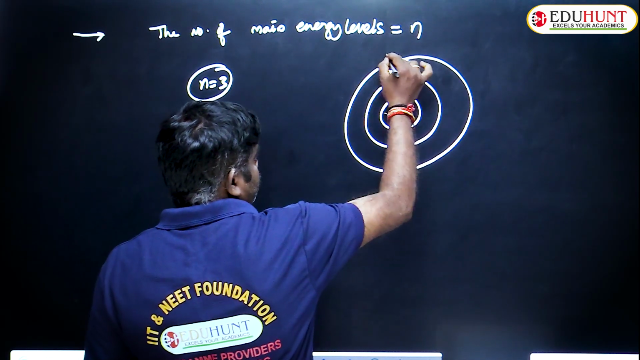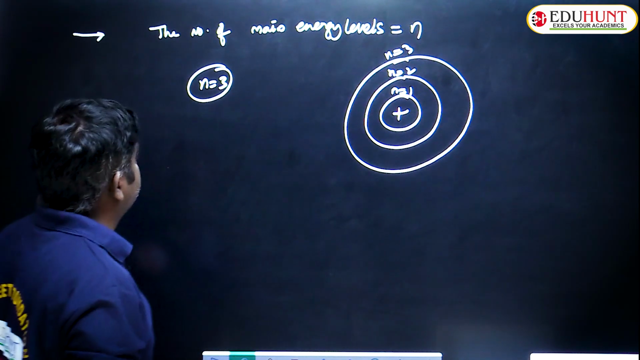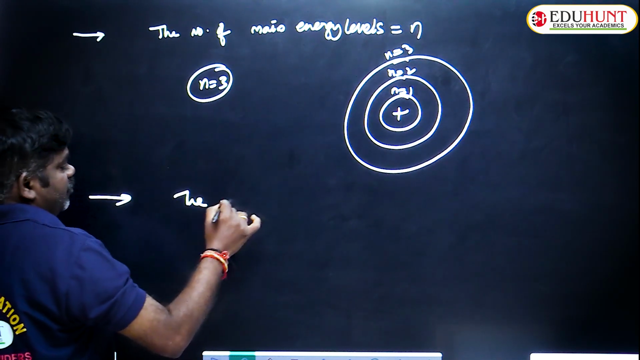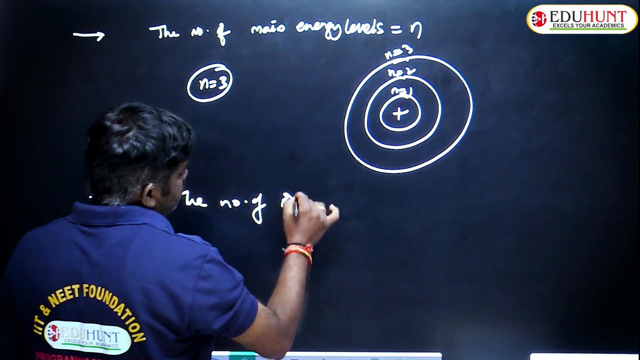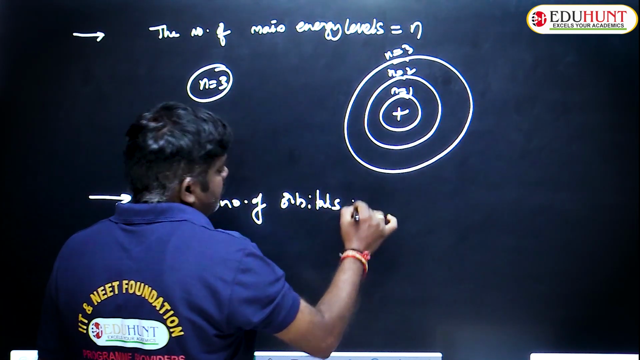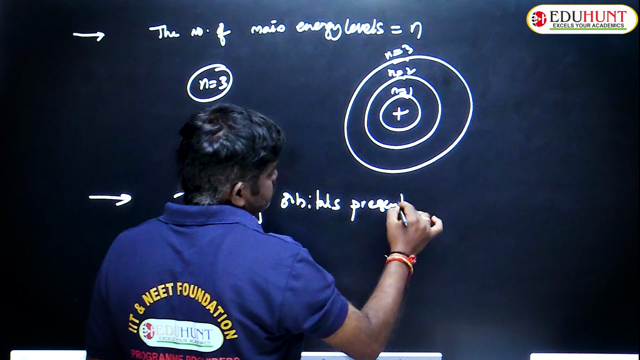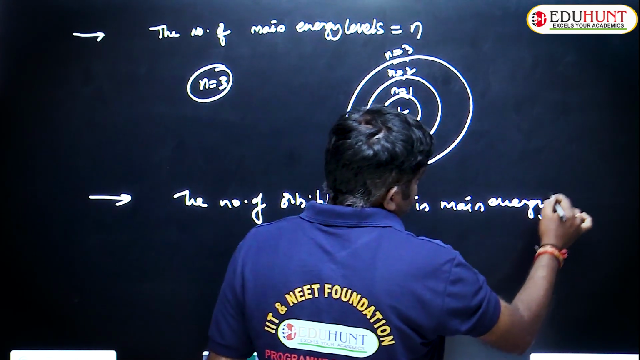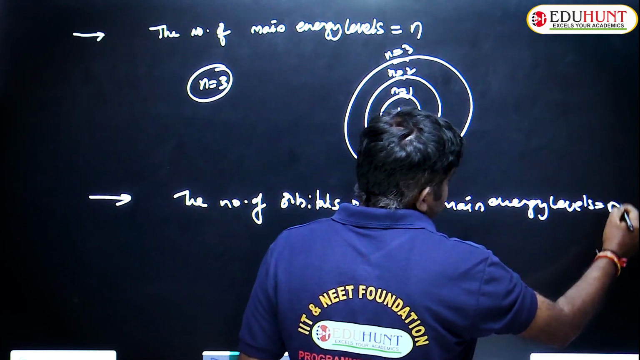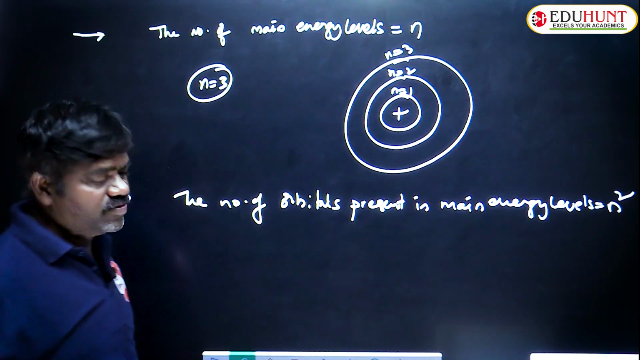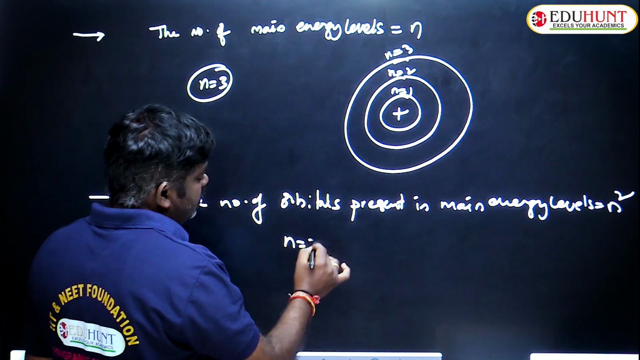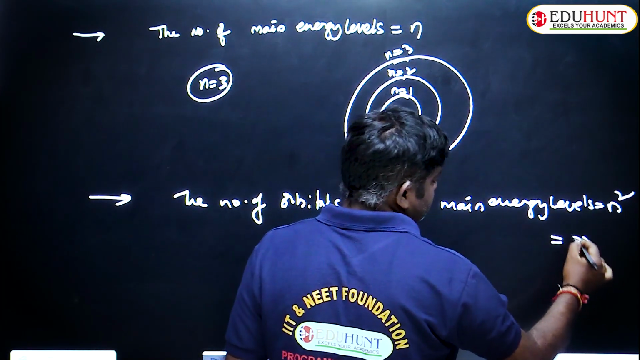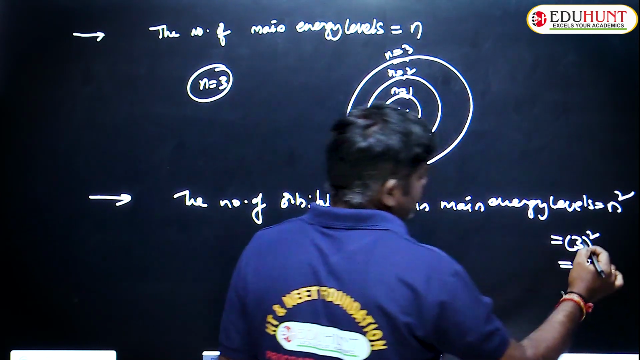1, 2, 3. Second point, it also explains the number of orbitals present in main energy levels, that is n square. For example, if you take n is equal to 3, that is n square, it is 3 square. 3 square means 9 orbitals present.